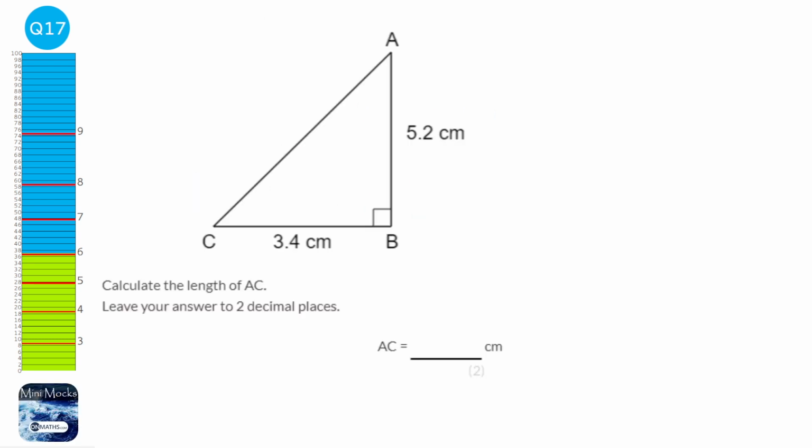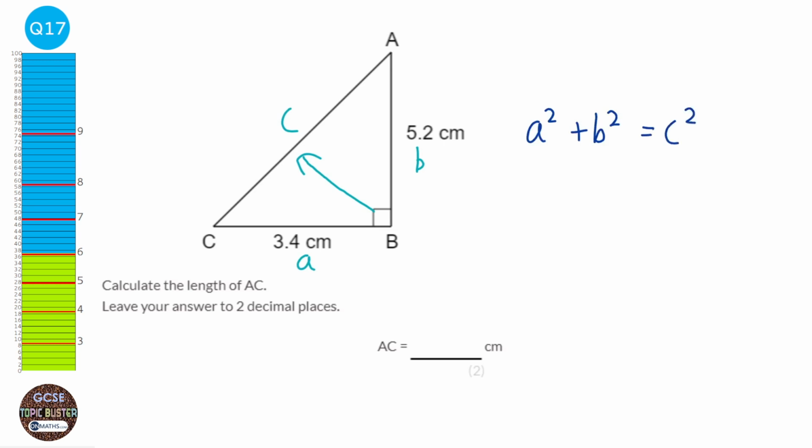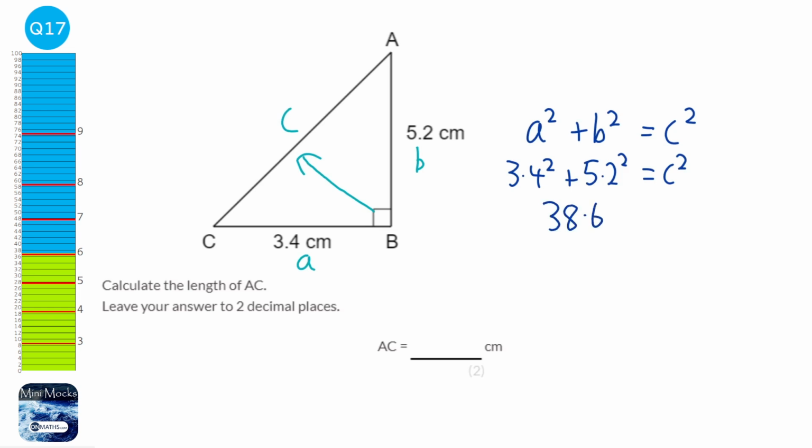So we've got a right angle triangle, and we're given 2 lengths, and we're asked to find a third length, and that means we're going to be using Pythagoras' theorem. And to do that, we're just going to label the sides A, B, and C. And C must be the hypotenuse, which is opposite the right angle. Pythagoras' theorem says that A squared plus B squared equals C squared. A we can see is 3.4. B is 5.2. And we're looking for what C squared is. So 3.4 squared plus 5.2 squared is 38.6.